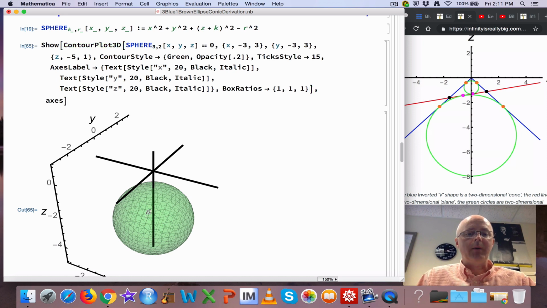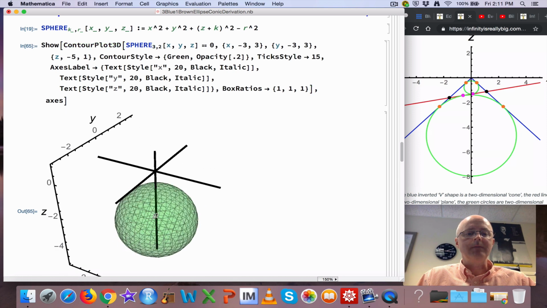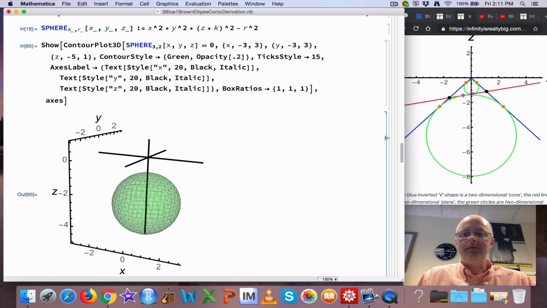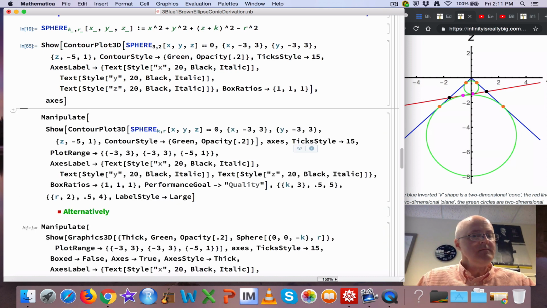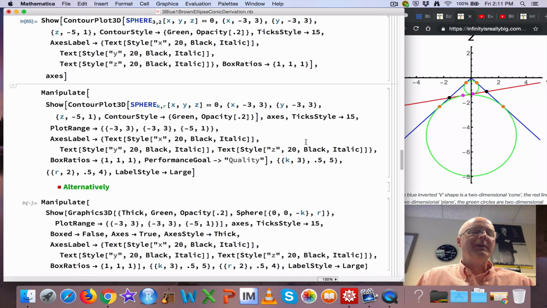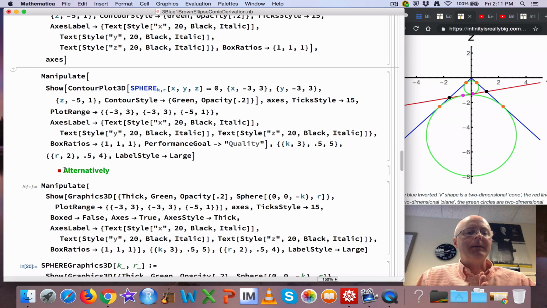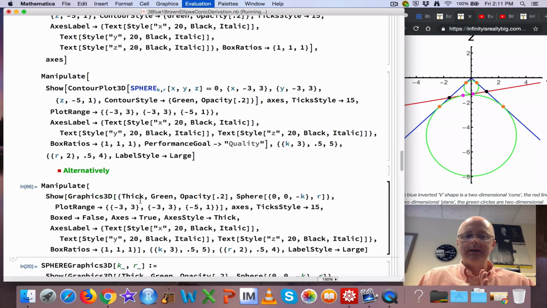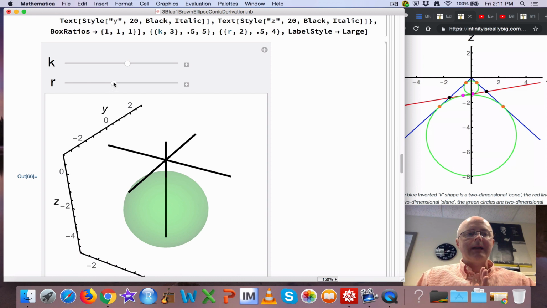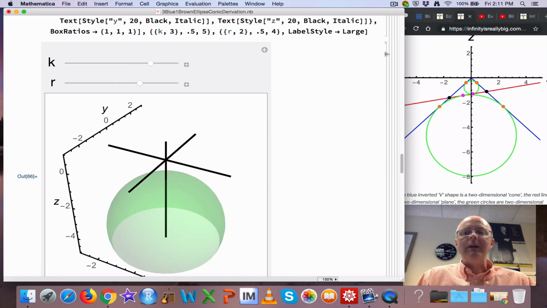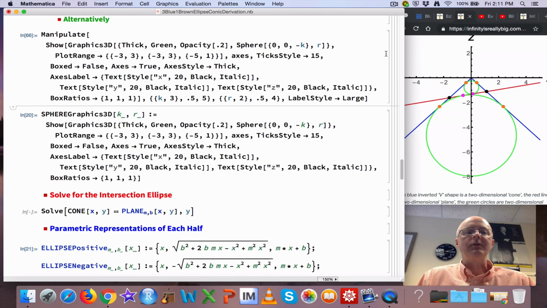By the way, I can rotate these pictures as well, like that. And I can make it Manipulate. But again, getting back to that one comment that I made, it's going to be better to actually use Graphics3D as far as three-dimensional rendering goes. This makes the same picture, the same animation, but runs a little faster than ContourPlot3D does in Mathematica.